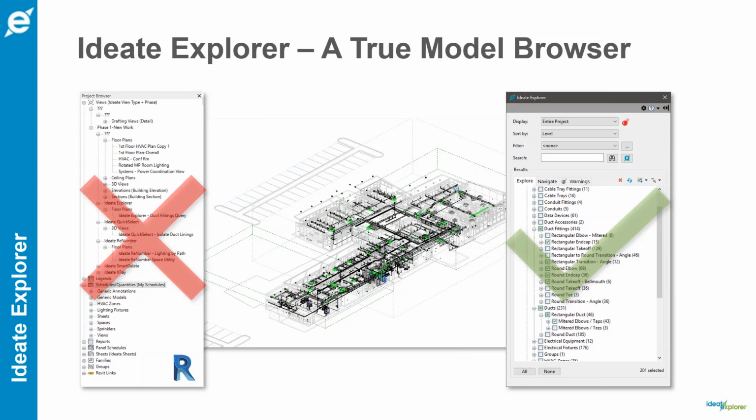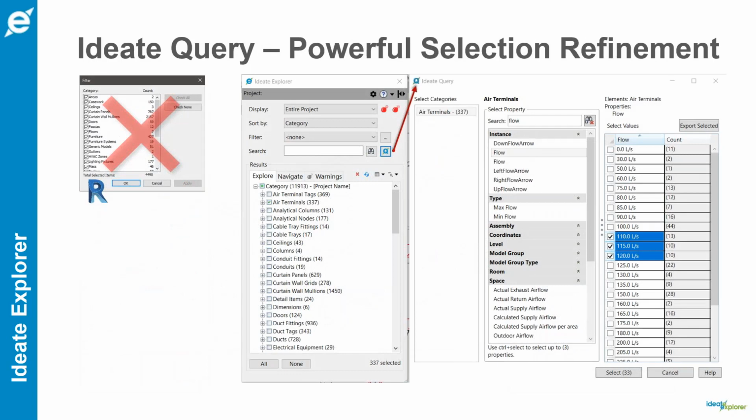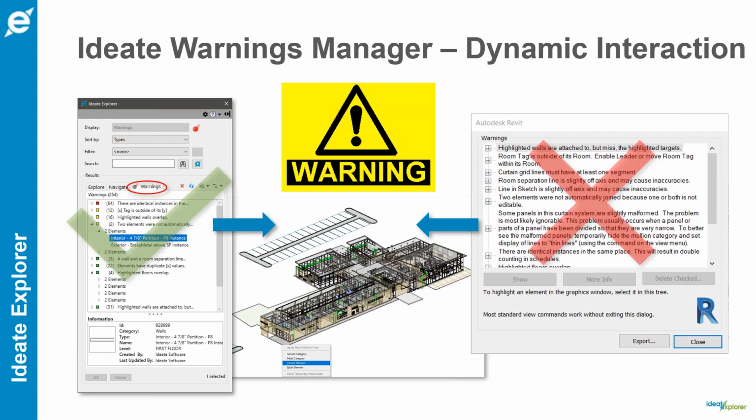I'm going to talk a little bit about that in the context of the warnings management. Not only can we search like the project browser, by category, family, type, and instance, but I can search on parameter values as well. In this case, I'm looking at air terminals that have a specific flow, and I've checked the ones on the right that have 110, 115, and 120 liters per second airflow. You actually see the number of those air terminals as well. Basically any instance property or type property I can search for in ID8 Explorer. About 2 years ago, we introduced our ID8 Warnings Manager into ID8 Explorer.